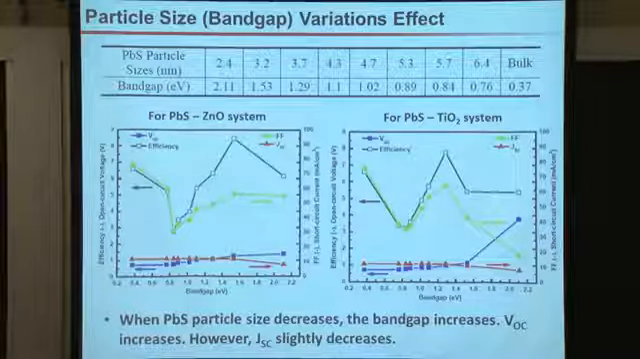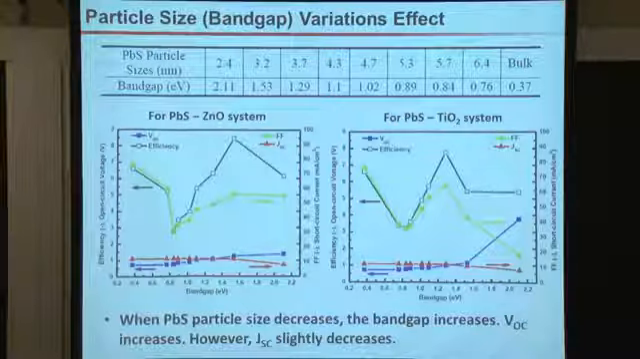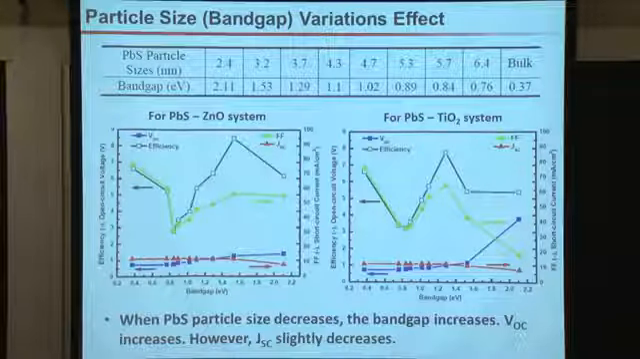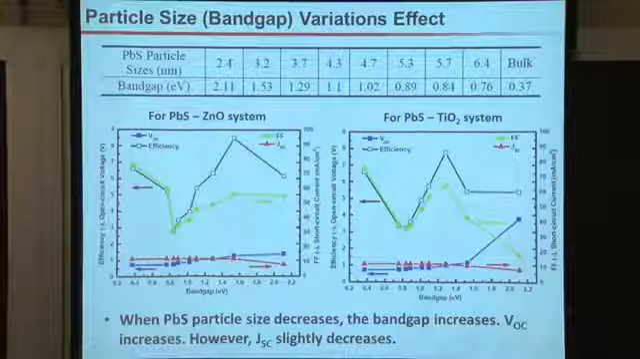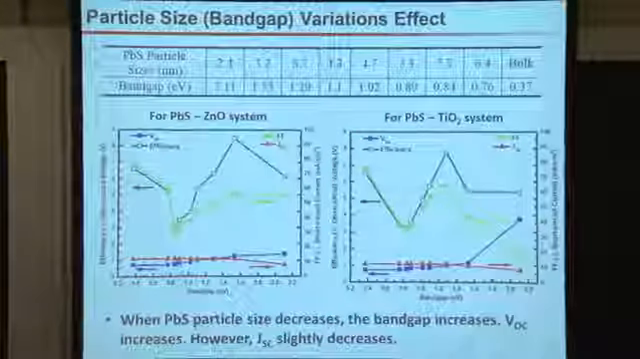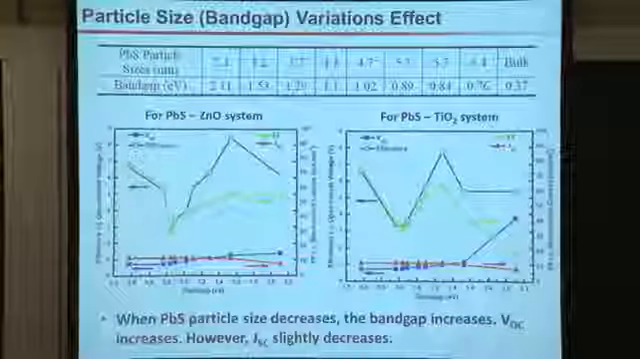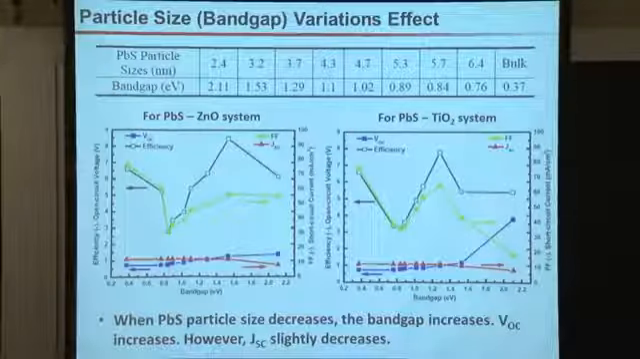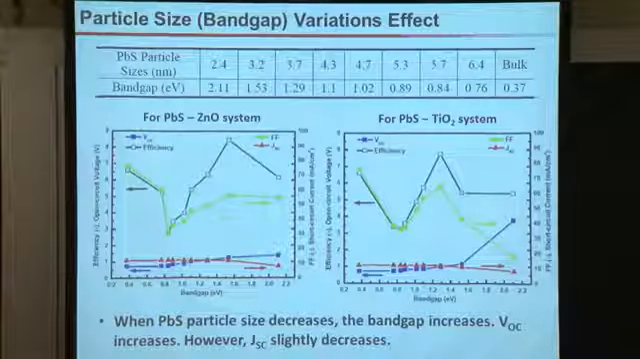So we will use these numbers in the simulation tools to simulate the efficiency of two systems. The one is lead sulfide zinc oxide. The other one is lead sulfide titanium. So you can see the white dot on the figures. That means efficiency. The highest efficiency occurs where the band gap is around 1.5.